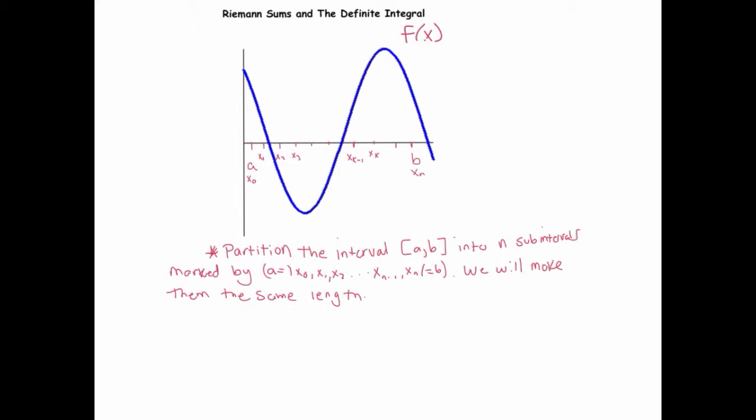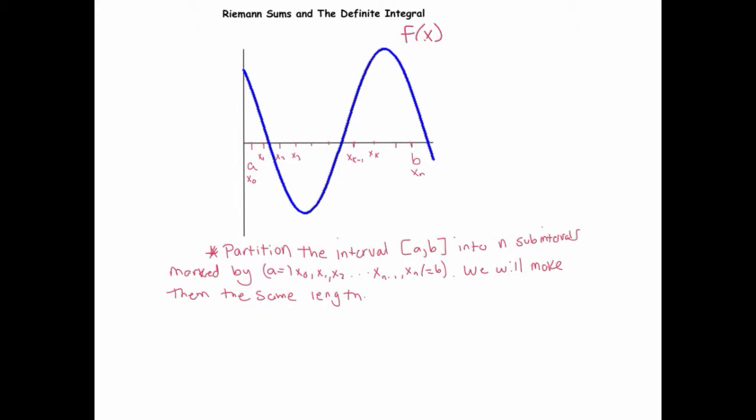I've taken just a generic function, f of x, and let's say I'm interested in the area between the curve and the x-axis on the interval a to b. So we're going to divide up that interval from a to b into n subintervals, and I've marked it on the x-axis. They're usually written with x's in subscripts, so x sub 0, x sub 1. You'll notice that x sub 0 is really just a, and x sub n is b.